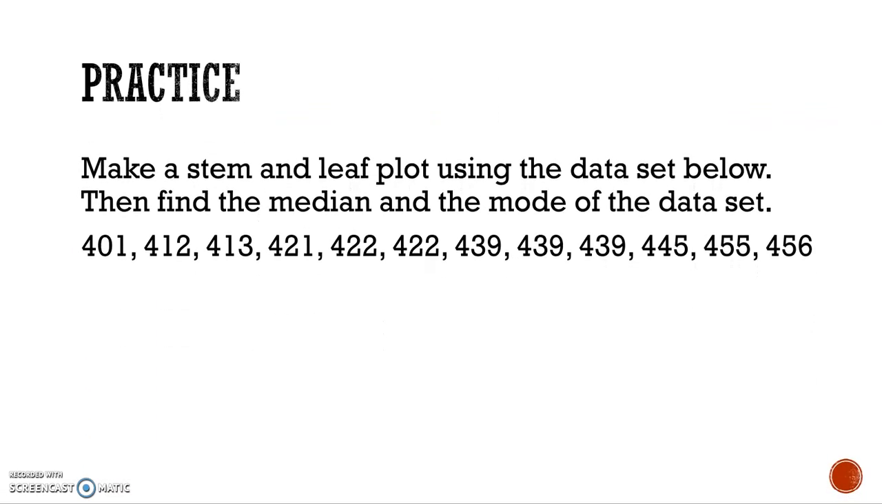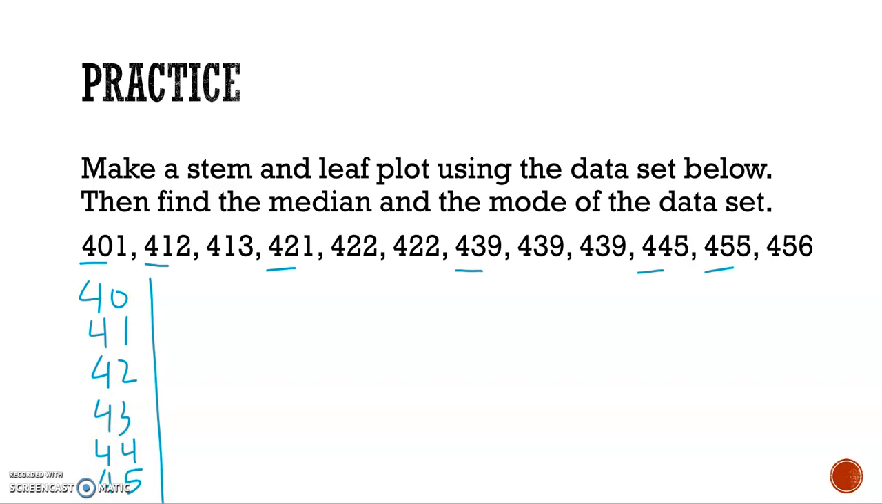All right, so last example, you can see that these are three-digit numbers, so actually 40 is going to be my stem. So I need a 40, a 41, a 42, a 43, a 44, and a 45. Okay, so that when I put my 1 here, I know that represents 401. If I did it like this, and I did the 401, I would think that this is the number like 40 and then 41. So I need to keep it separated with only one digit on the leaf side.